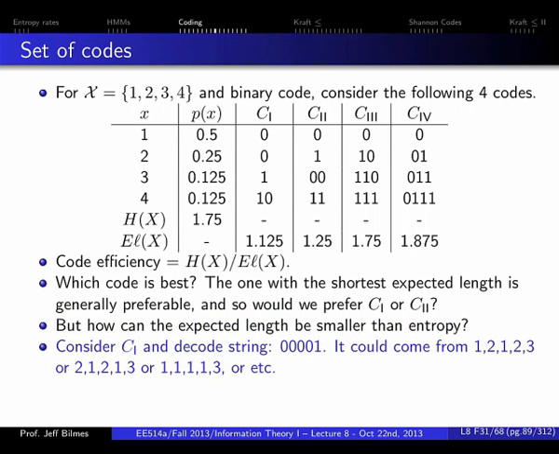So the problem, obviously, with C1 is that this code string 00001 could come either from this set of source symbols, or this set of source symbols, or this set of source symbols, because it's not uniquely decodable. We can't take a series of code words and come back to a set of source symbols uniquely. So you might actually be perfectly happy with such a code if you're willing to acknowledge that you've got errors.